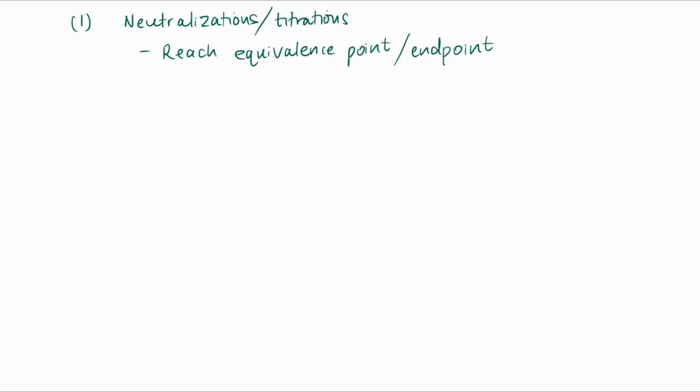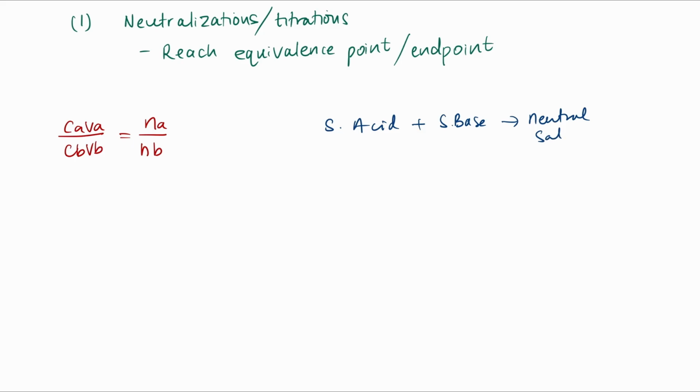Now the equation that we use to solve these types of reactions is going to be CaVa divided by CbVb equals Na over Nb. It's also important for us to know our reactions. For example, a strong acid plus a strong base will give me a neutral salt and water.